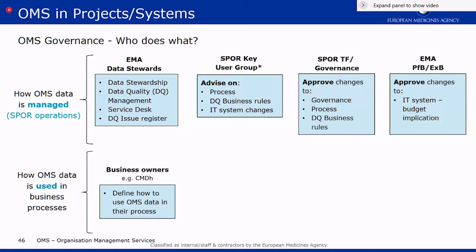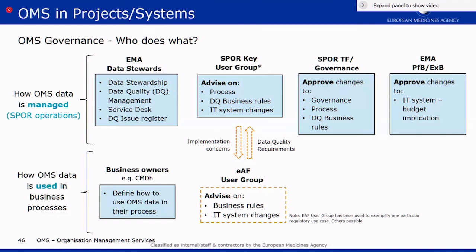How OMS data is used is a whole discussion. And this lands under the responsibility of the business owners. They are responsible for defining how OMS data will be used in their process. So OMS will provide the dictionary, but how the data is used needs to be decided business process by business process. Of course, the rules and the implementation and all those data quality requirements. This is an open discussion, of course, an ongoing process, and we work with our SPOR user group that may work with other user groups on flagging any business rules that may be required or any other IT systems that may be relevant for us.